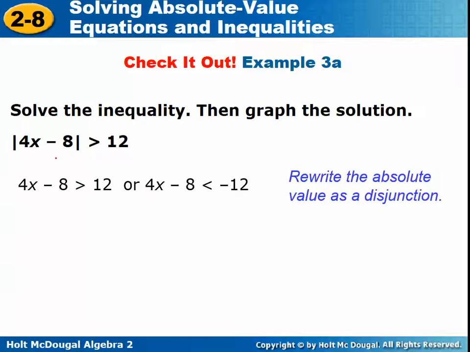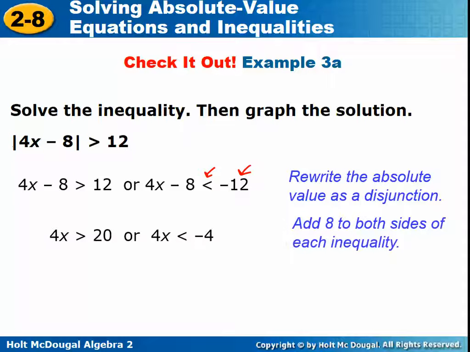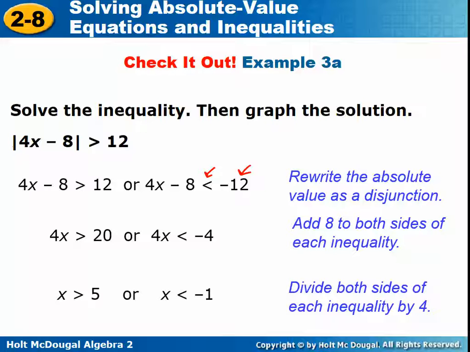The first one, all I do is drop the bars. The second one, I change the greater than to a less than, and I change the 12 to a negative 12. Then you solve both of them, add 8, and then you will divide both of them by 4. We're not dividing by any negatives, so no signs get flipped around. So my answer is x is greater than 5 or x is less than negative 1.